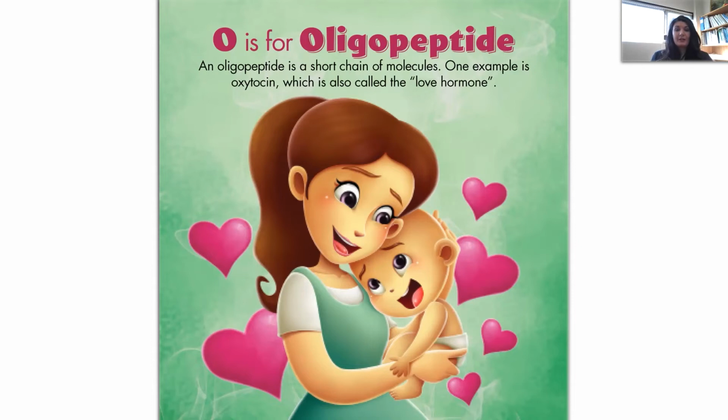O is for oligopeptide. An oligopeptide is a short chain of molecules. One example of this is oxytocin, which is called the love hormone. When a parent holds their child, oxytocin is released in the brain.